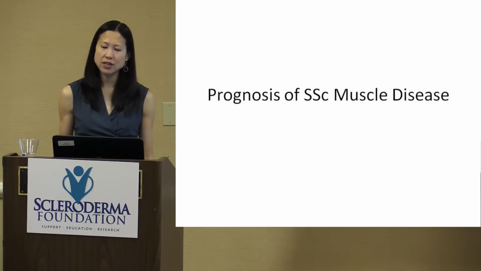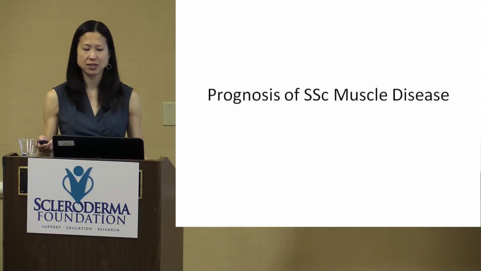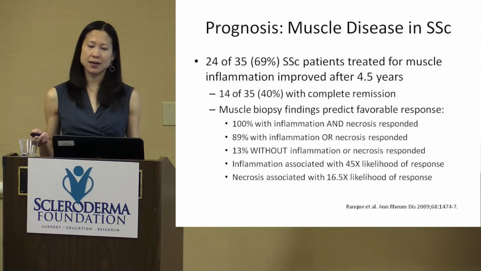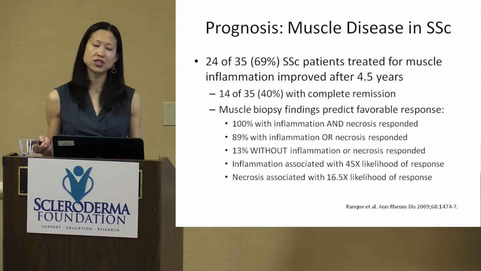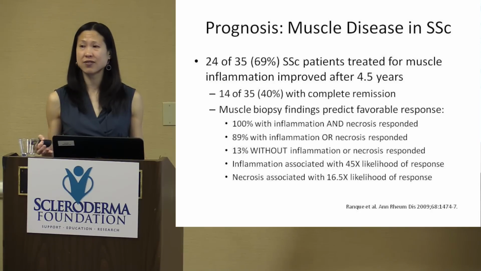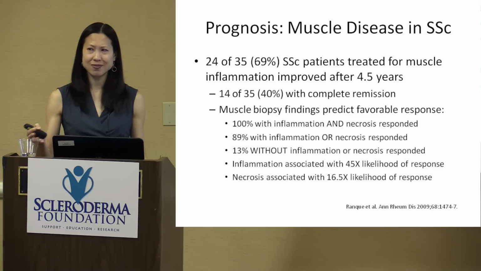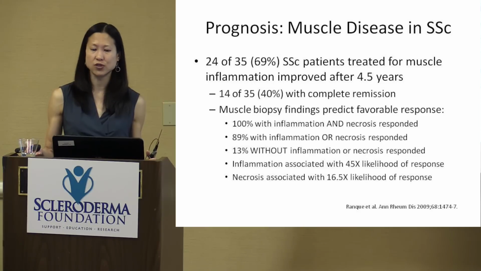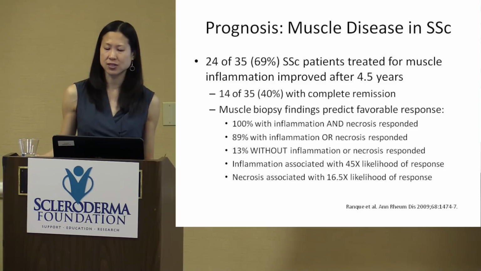So just a few more slides on the prognosis of scleroderma muscle disease. So the good thing is about 70% of patients treated for muscle inflammation will improve with treatment. And 40% of them will actually have a complete remission in terms of their muscle inflammation. So this is the reason I was getting at that a muscle biopsy might be helpful in determining whether or not a patient's going to improve and why it might be useful to get a muscle biopsy in scleroderma patients.